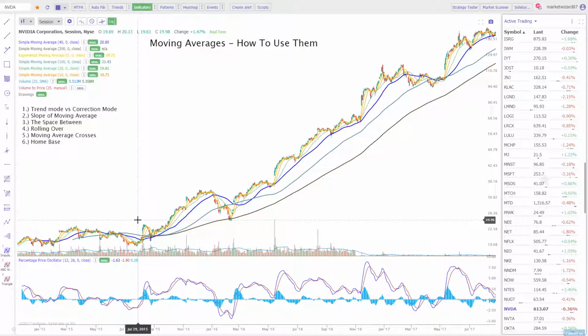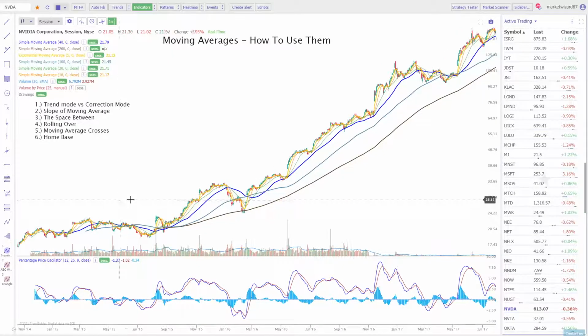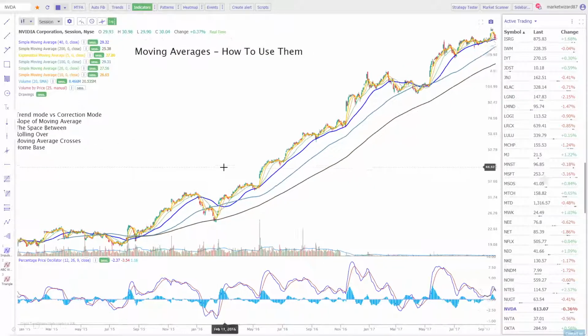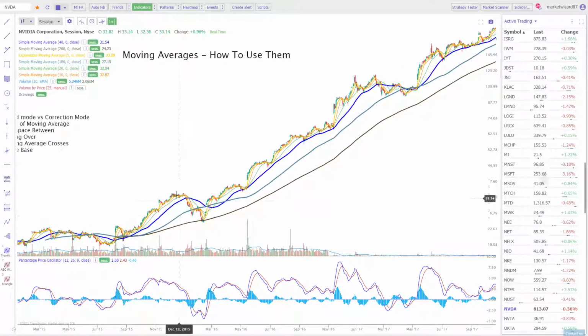If the long-term moving average is flat, and you go back here to 2015 and 2014, there was a bit of a basing period in NVIDIA. And then as you can see, the moving averages got very tight and exploded. The distance between all of the moving averages got quite far. She then put in a correction, from an Elliott wave standpoint a zigzag, and then the next impulse wave began.